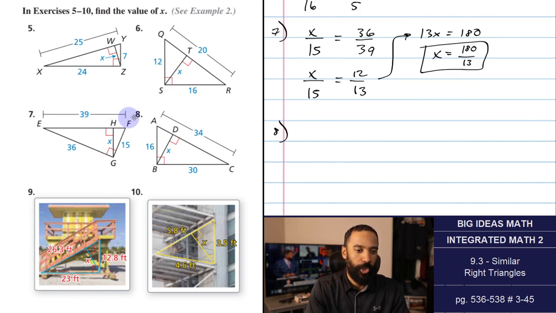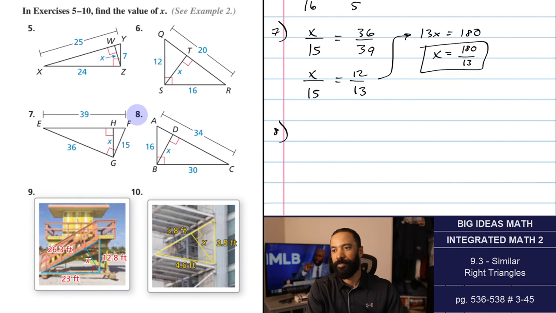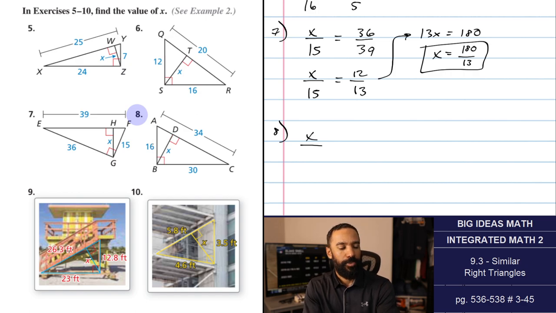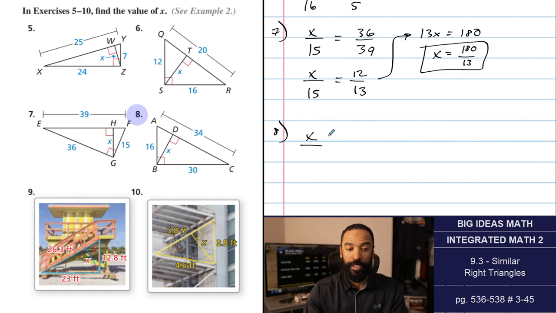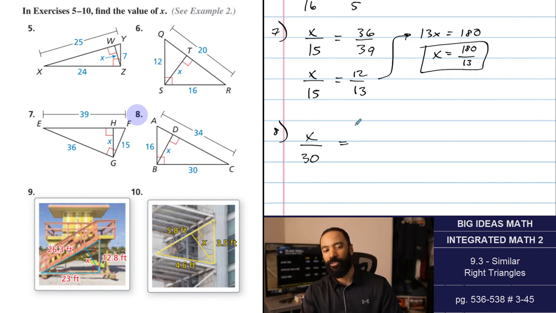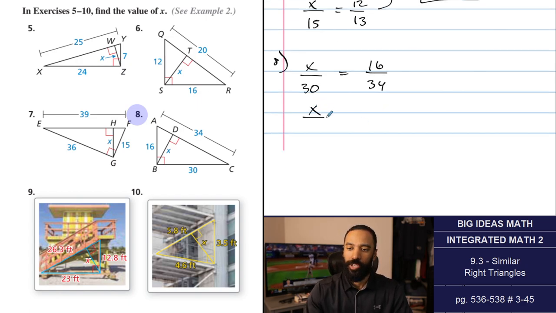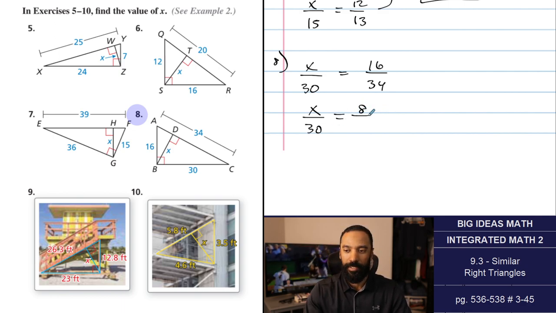Let's go back to talk about the long leg of the short. So check this out. Let's do the long leg of the small triangle. And did I do the medium last time? Let's do the big. Let's do the long leg of the big. I don't know if I did, but the long leg of the big is 30. And the hypotenuse, oh no, I don't have the long leg of the medium. The hypotenuse of the small is 16. The hypotenuse of the big is 34. I think I did that last time on number 6. So let's reduce that one. X over 30 is 16 over 34 divided by 2, 8 over 17.